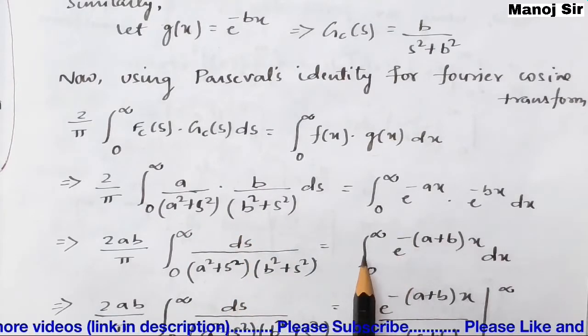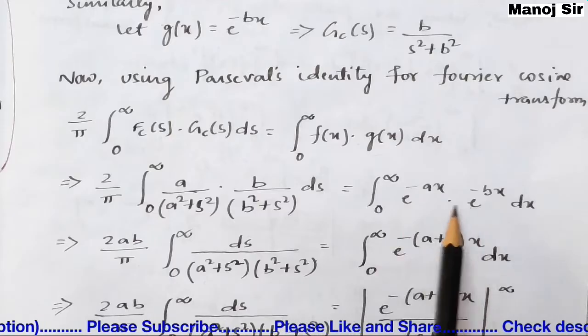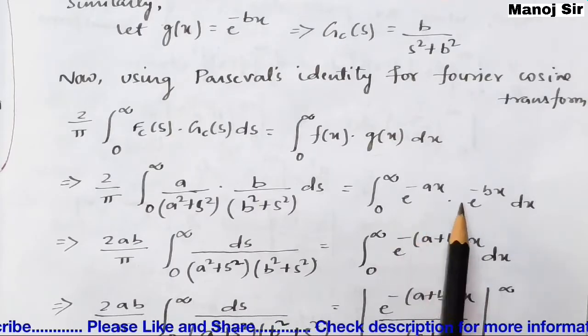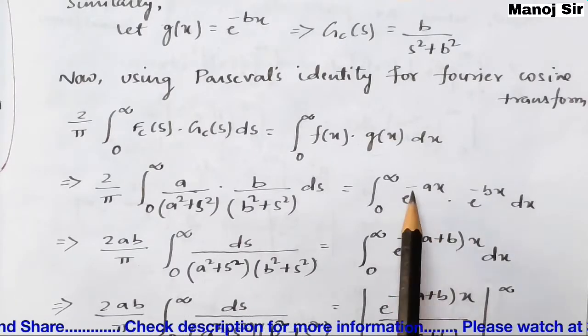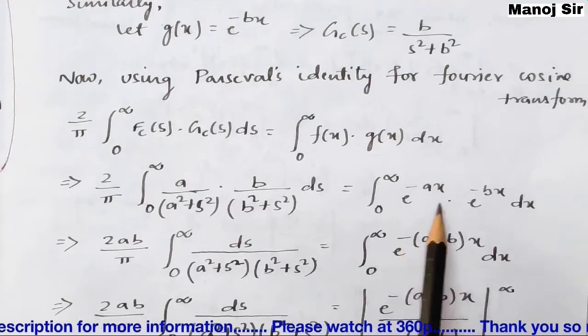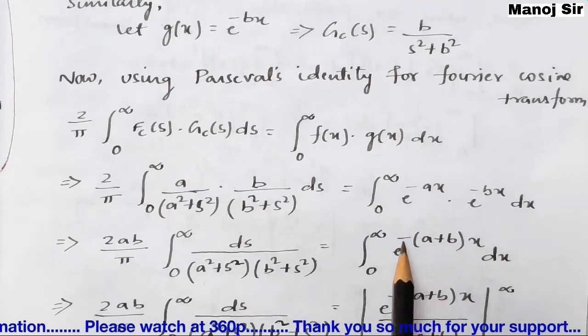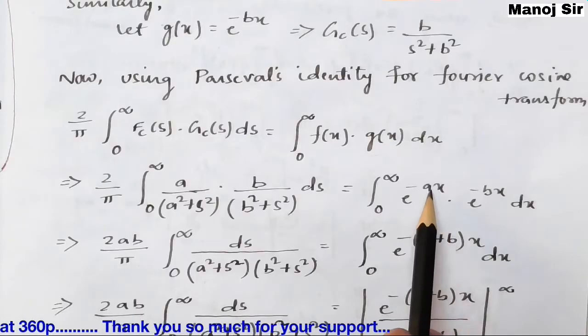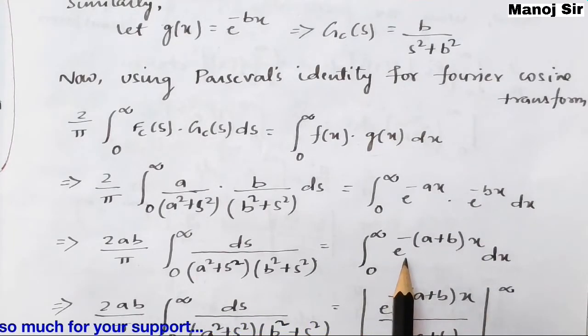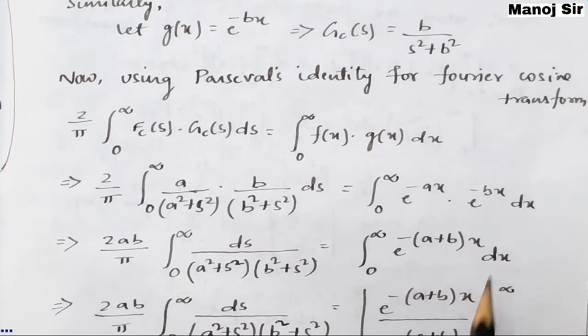And here we can write integration 0 to infinity, the base is common. So on multiplying both we can add the powers. Negative x we can take common, that is minus x we have taken common. Here we have a plus b. So e to the power minus of (a plus b) into x dx.